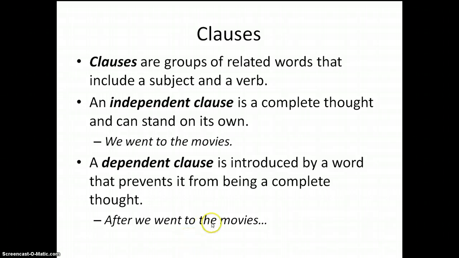A dependent clause is introduced by a word that prevents it from being a complete thought. So if you see something that says, after we went to the movies, the reader is left asking, and? So that after indicates that there should be more to the story.